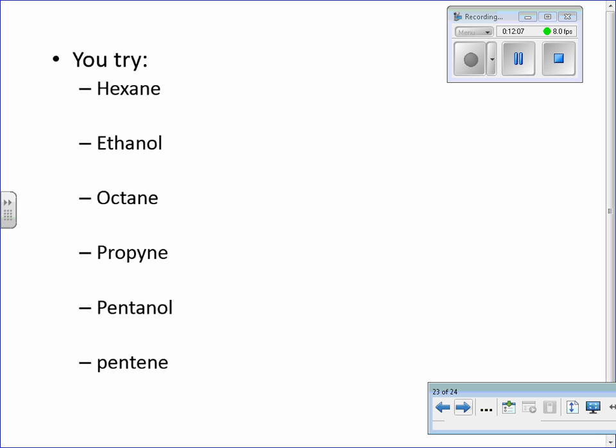Let me just show you this one with propyne. Prop is 3. Yne, the formula we're going to use for that is 2n minus 2. So if we have 3 carbons, we have 6 minus 2, so we've got 4 hydrogens.